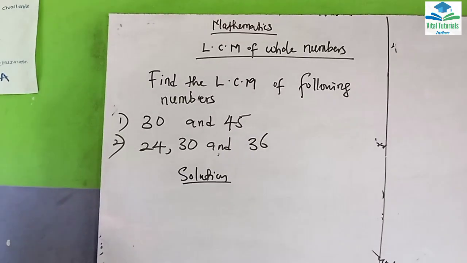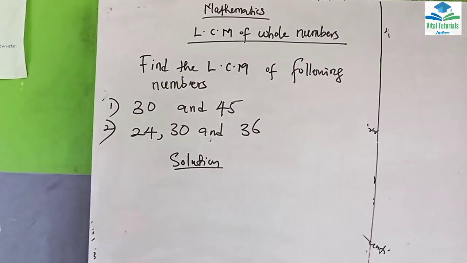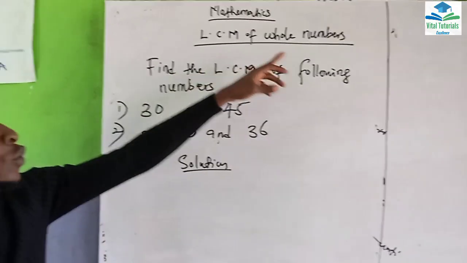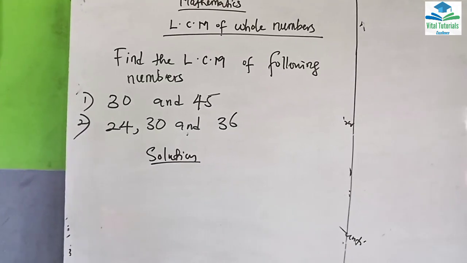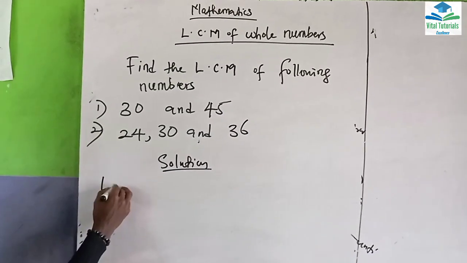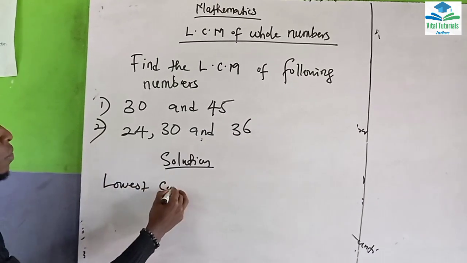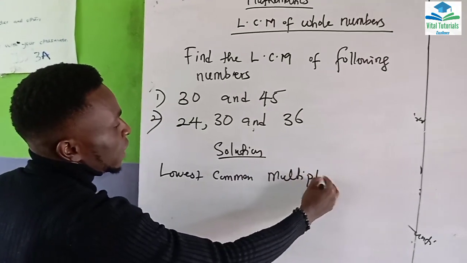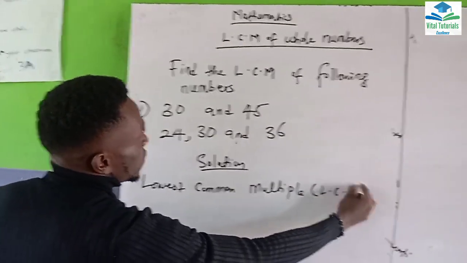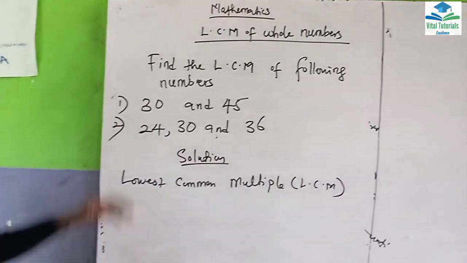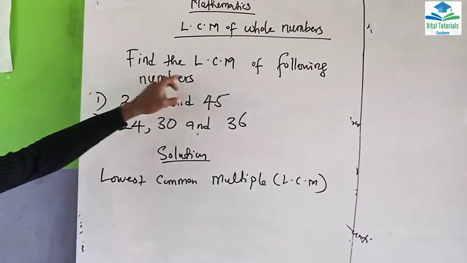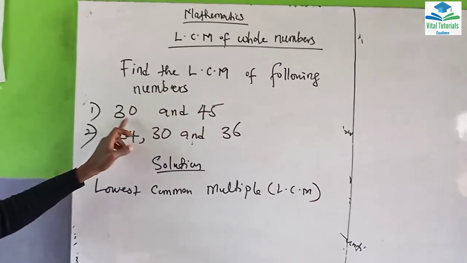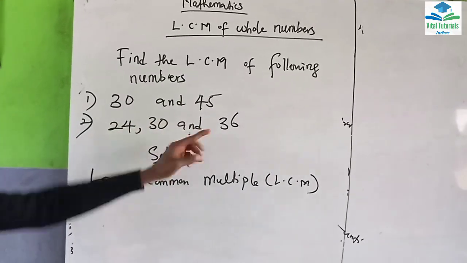Okay, now we come to the second topic, which is LCM of whole numbers. Now, as you have been taught, LCM means what? Lowest common multiple. That's the meaning of LCM. Now, we are being asked from the question here: find the LCM of the following numbers, 30 and 45. Then we have two numbers here.